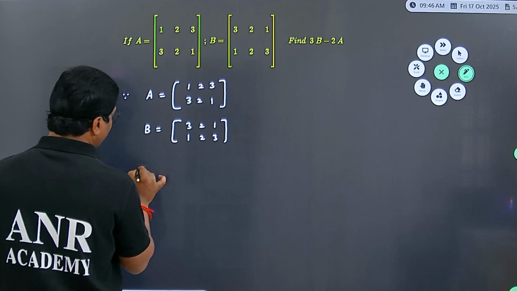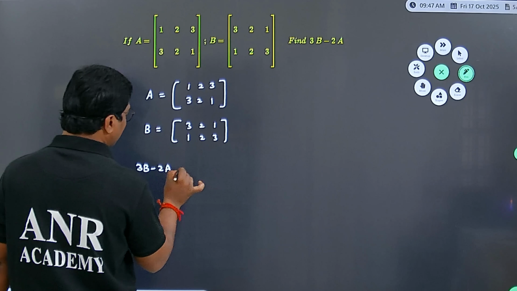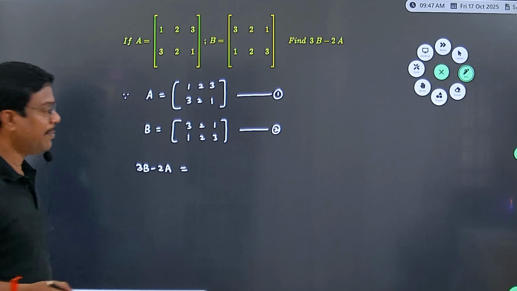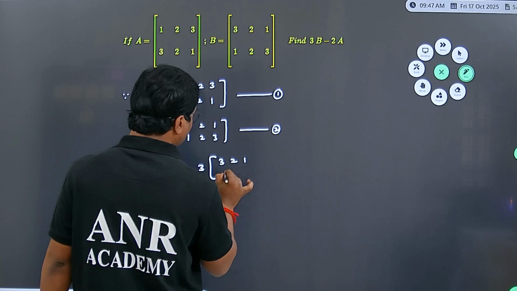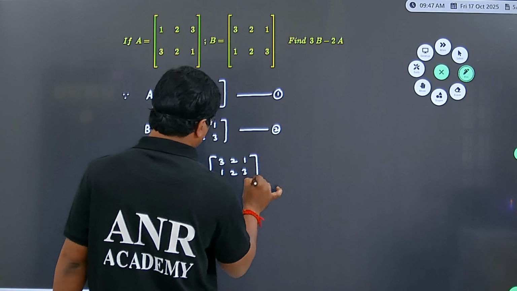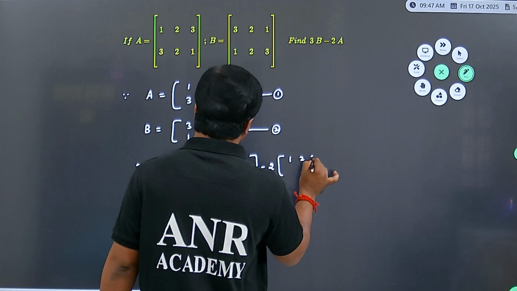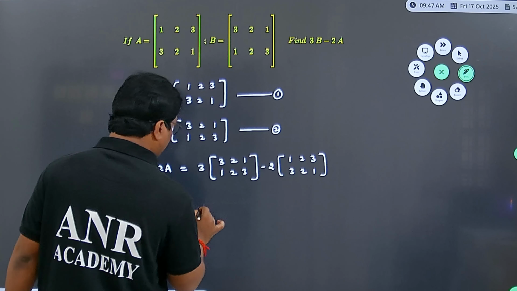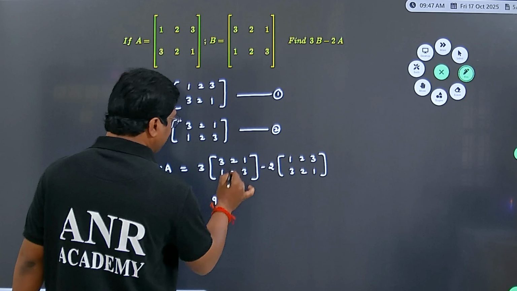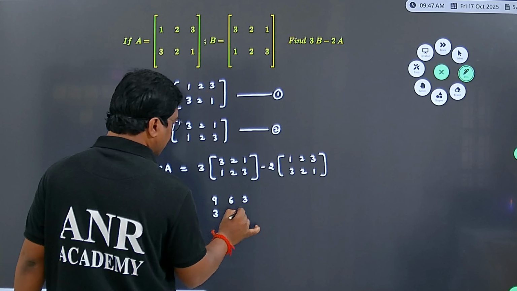Now we need to find 3 times B minus 2 times A. This is the first matrix, this is the second matrix. 3 times the second matrix B, that is 3 times [3, 2, 1; 1, 2, 3], minus 2 times matrix A, with entries 1, 2, 3, 3, 2, 1. This is equal to 3 into 3 is 9, 3 into 2 is 6, 3 into 1 is 3. Next, 3 into 1 is 3, 3 into 2 is 6, 3 into 3 is 9.